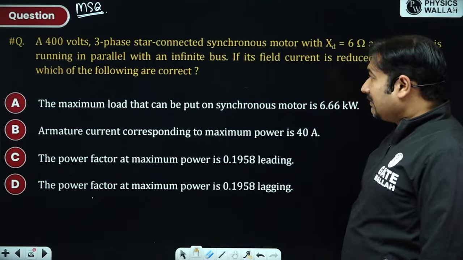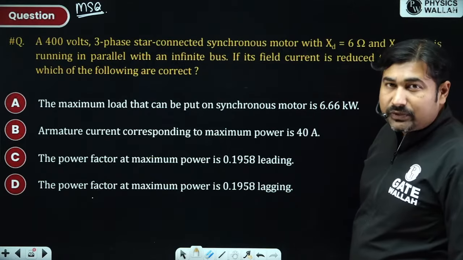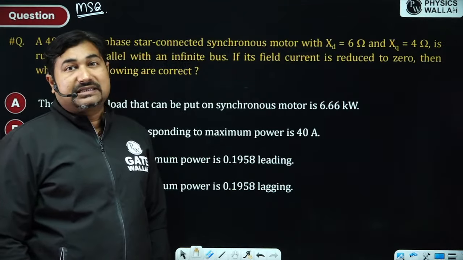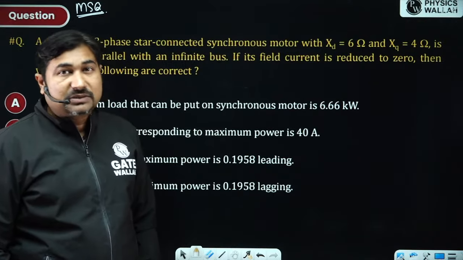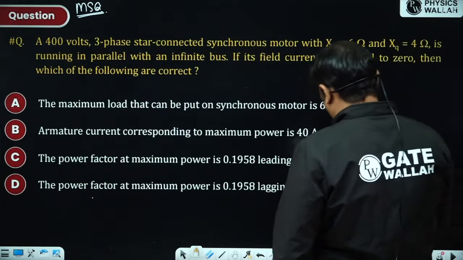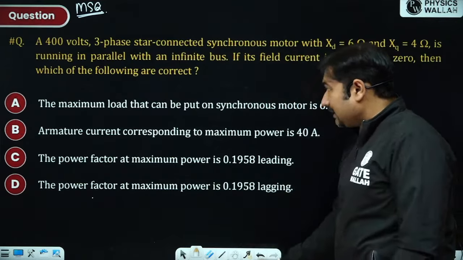The maximum load that can be put on the synchronous motor is 6.66 kilowatt. So with the loss of field excitation, the maximum power delivered by the salient pole machine, because XD and XQ is given, is equal to the maximum reluctance power. Maximum reluctance power is at delta equals 45 degree. So first part you all know. How many of you able to understand? Yes sir. So let's try to solve the first part.